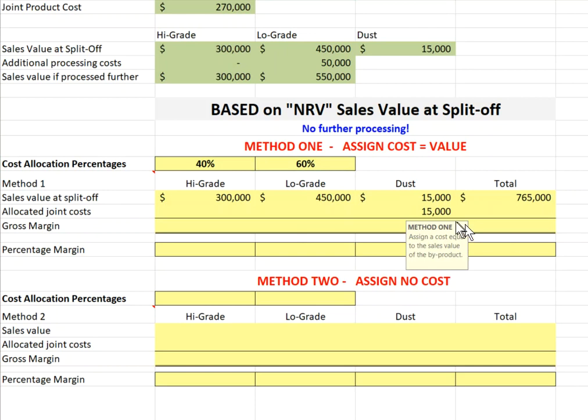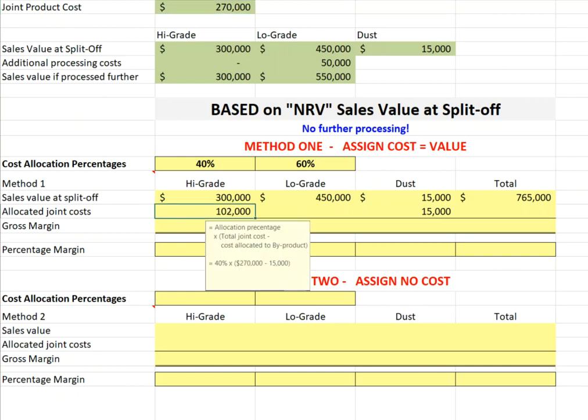In method one, we assign a cost equal to the expected sales value of our coal dust to the byproduct, which means, of course, instead of allocating $270,000 in cost to the high-grade coal and the low-grade coal, we will only have a cost of $255,000 to allocate to both products.